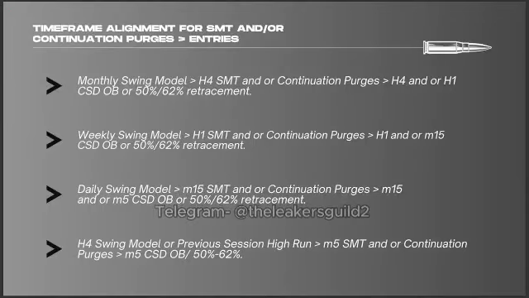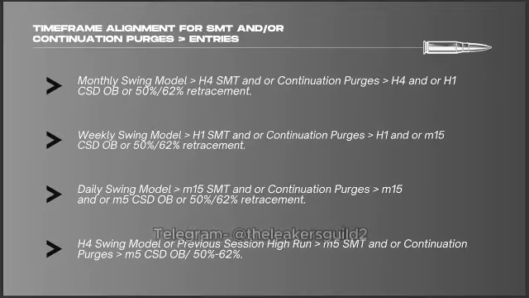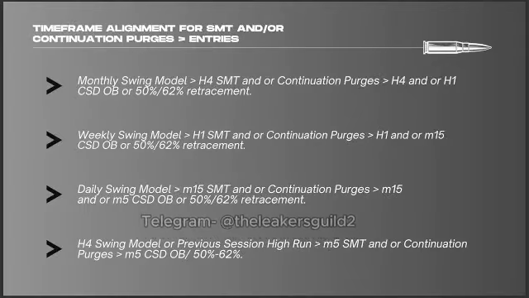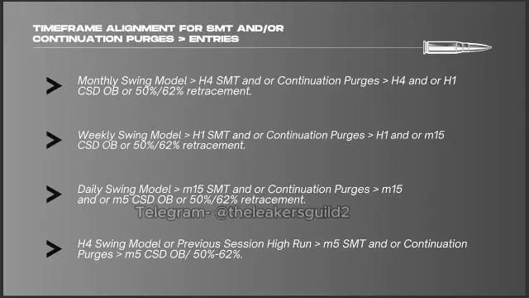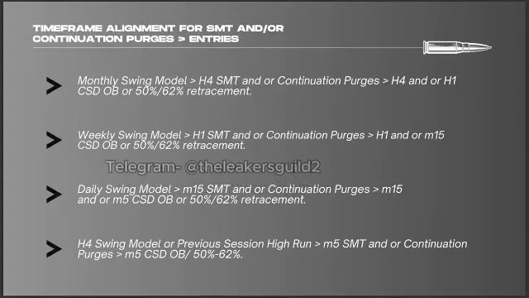Right, so now let's dive into time frame alignment for SMT and our continuation purge, and then how to take an entry. We've got 4 models over here, 4 swing models. We've got a monthly swing model, and we're going to be looking for 4-hour SMT or continuation purge, and then 4-hour or a 1-hour change in the state of delivery order block, or 50 to 62% retracement level. Then we've got a weekly swing model, a 1-hour SMT we're going to be looking for, and or continuation purge, and then a 1-hour or 15-minute change in the state of delivery order block, or 50 to 62% retracement level.